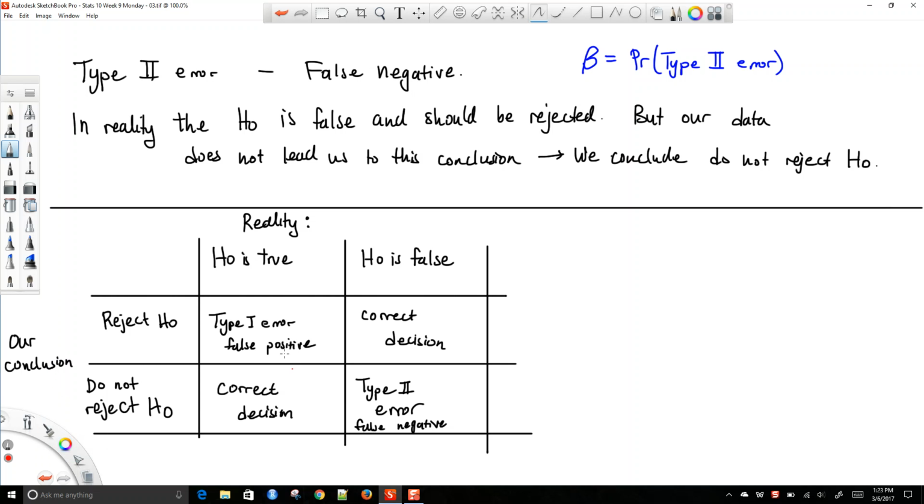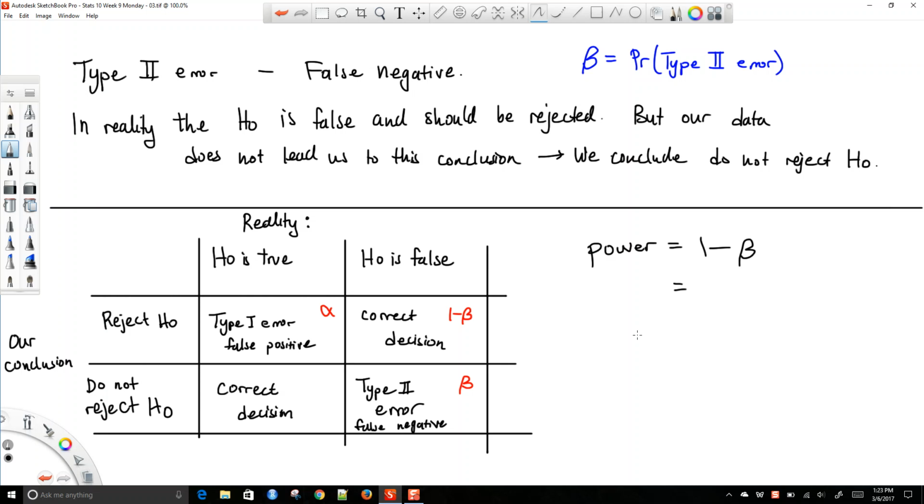Now you know. Okay. So type 1 error, this is alpha. Type 2 error, this is beta. And then 1 minus beta, this we give a special name, and this is called power. Power is equal to 1 minus beta.